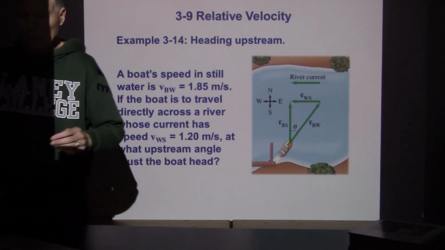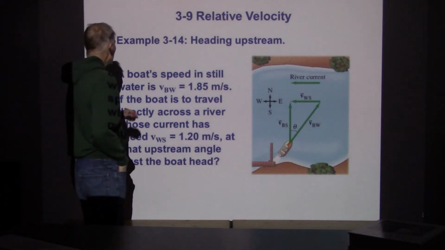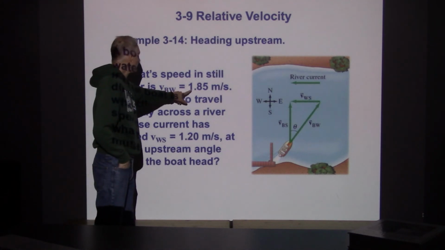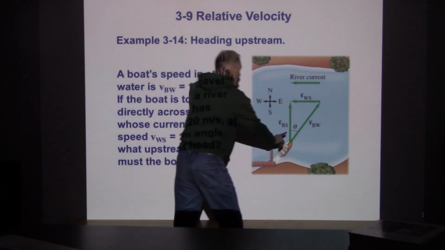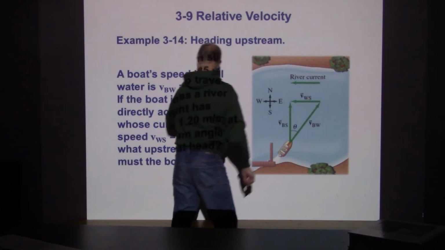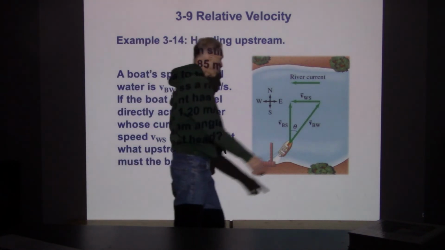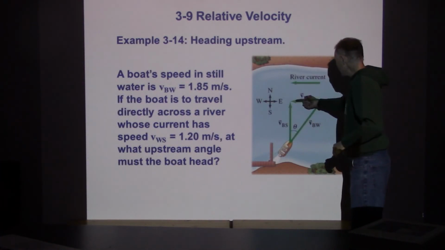So here's the example. They've given us some numbers now. A boat speed in the water is 1.85 meters per second. The water, the river current, has a speed of 1.2. So you can see what we're setting up here.